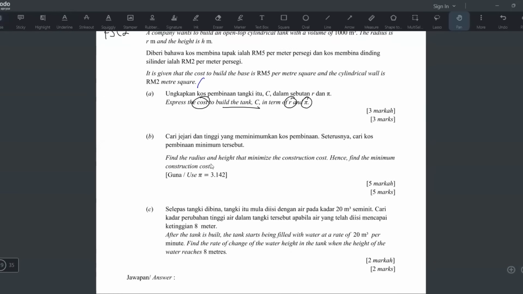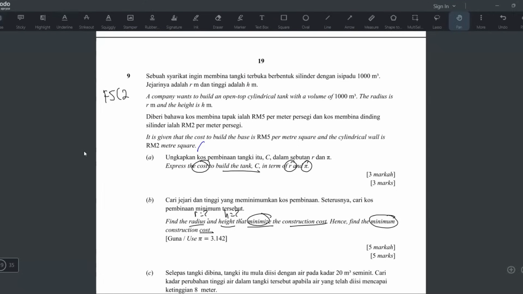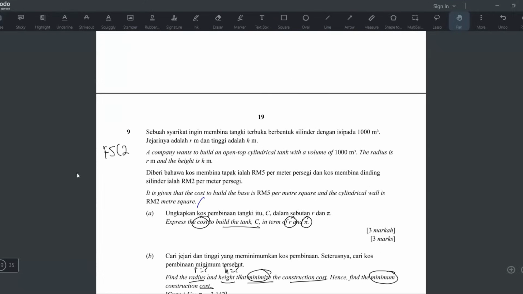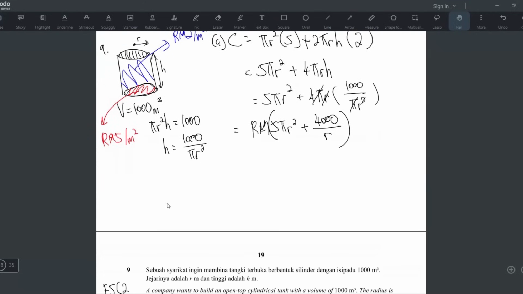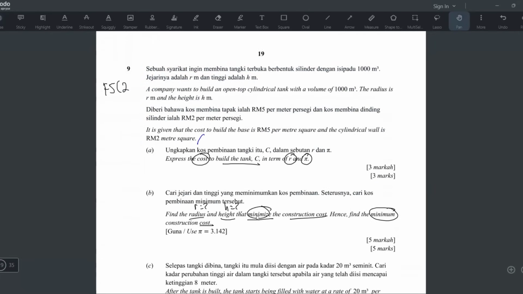Question B. Find the radius and height. Okay, so we want to find r, and height means find h, that minimize the construction cost. And then hence find the minimum construction cost. Okay, the keyword here is definitely minimum, minimize. So when you are finding the minimum value, you will always do d by dx equals 0. But for this, you don't do d by dx because the equation doesn't have y and x. Okay, so what does it say is minimum? Minimum cost, right? Minimize the construction cost.